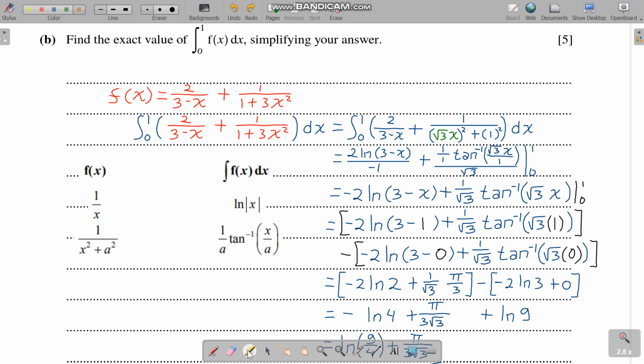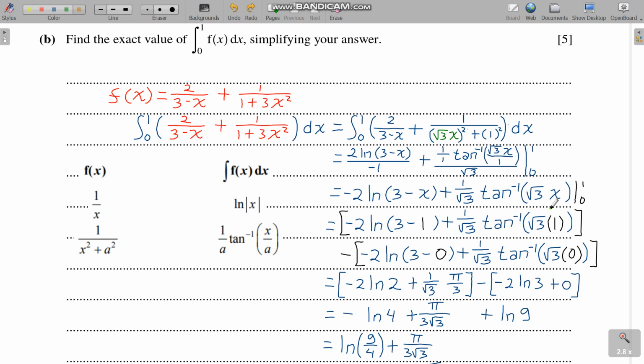So if we simplify a little, -2 times something, and here we have 1/3 times something. We plug in 1 and we plug in 0, and then we subtract. Since we need the exact value, you cannot use your calculator for the whole calculation because you will get decimals. So just do it manually. 3 minus 1 is 2, and root 3 times 1.